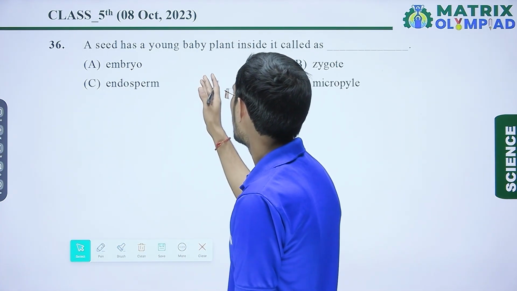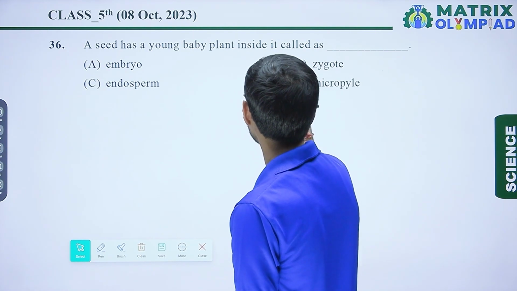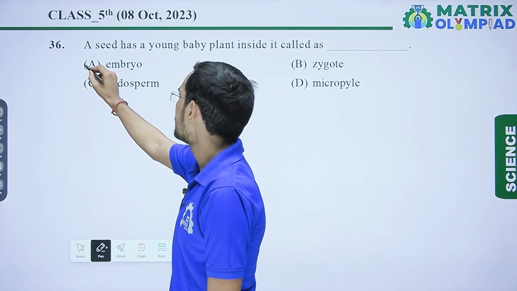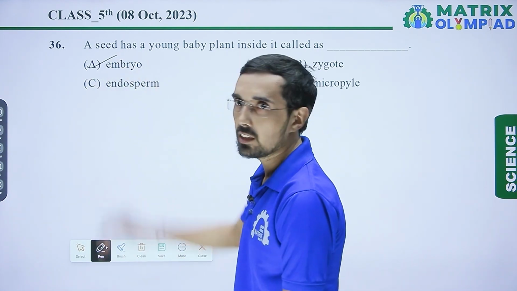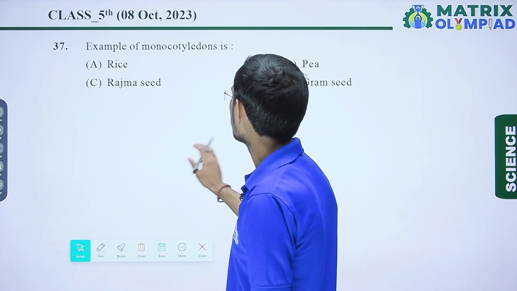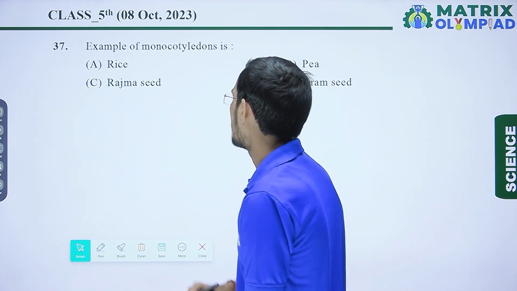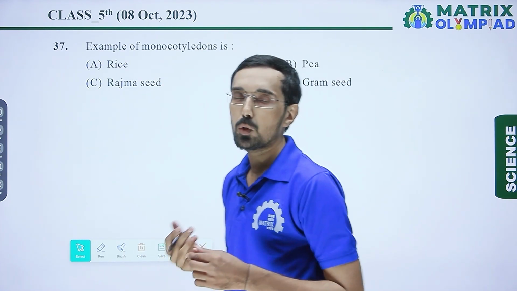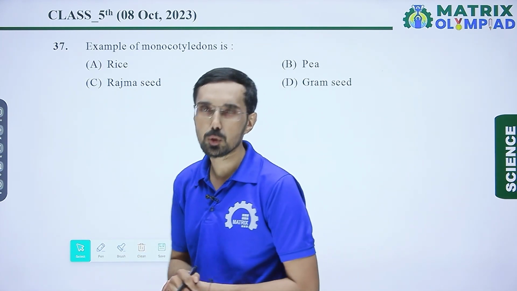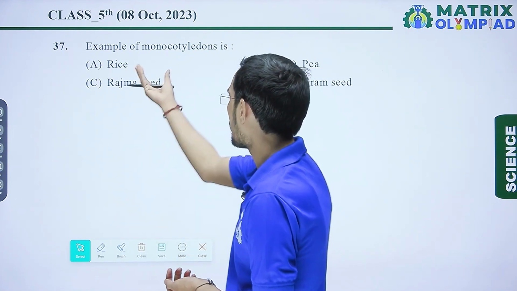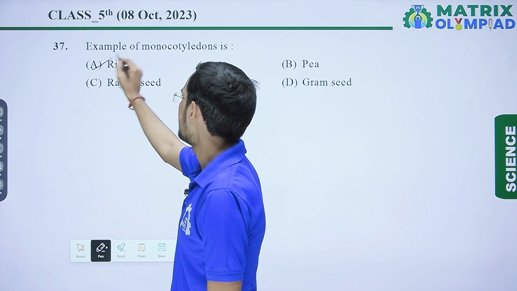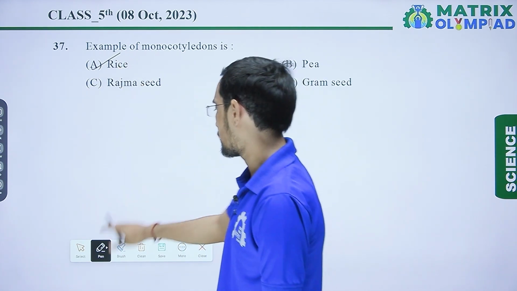A seed has a young baby plant inside. It is called, as we all know, the embryo. So our correct answer will be option A. Now to the next question. Example of monocotyledons. As we all know, monocotyledons are seeds which have one cotyledon that helps in the storage of food. Clear? So the correct answer will be option A, rice. Now move to the next question.